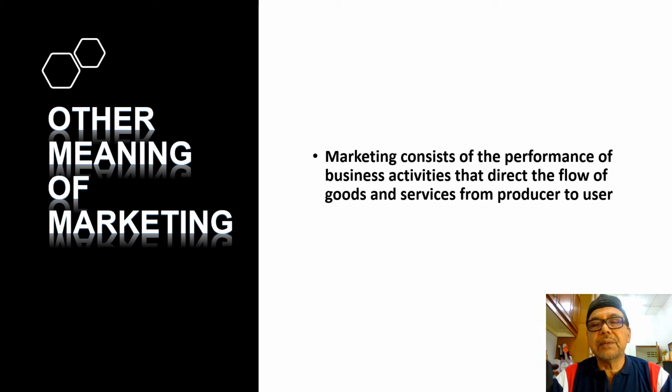Other meanings of marketing, there are many other meanings that people sometimes talk about, you should understand also. So marketing consists of performance of business activities that direct the flow of goods and services from producer to user. So someone produces, and then someone needs the product, the user. So the process from production to the end user, we also call it marketing activities.